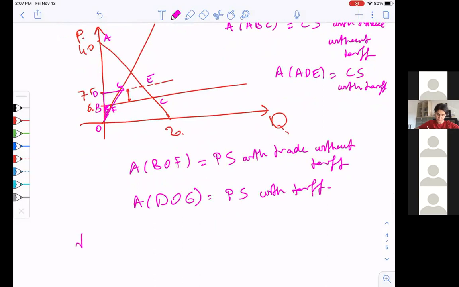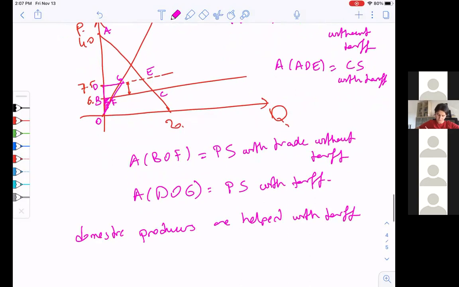Who's helped with the tariff? Domestic producers. Producers are helped with the tariff. Who is harmed? Buyers, consumers. Consumers of the country are harmed, right? The benefit: the government benefits from the tariff.